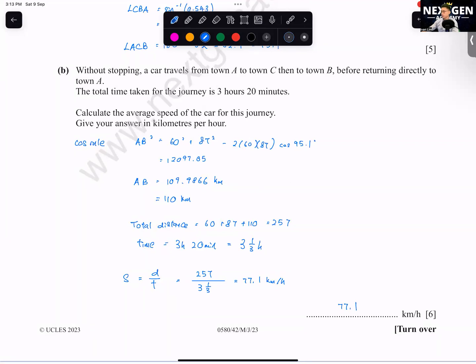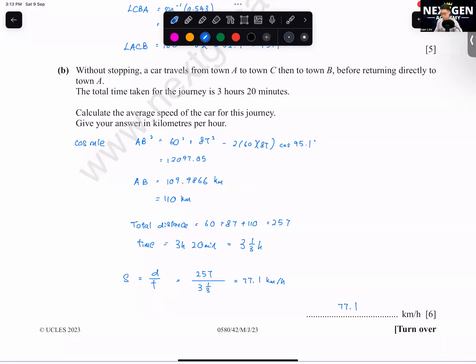Is 77 okay? No, not okay. You cannot round off so much. It's not a nice number, right? You didn't round up the 110, then it should be even more decimal places. Or is it a nice number? I don't think it will be a nice number.